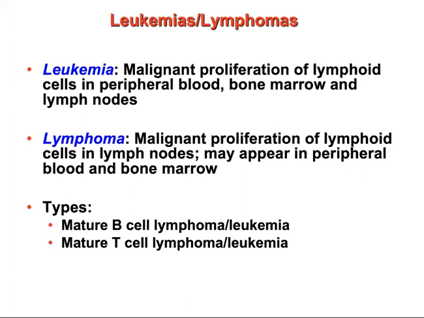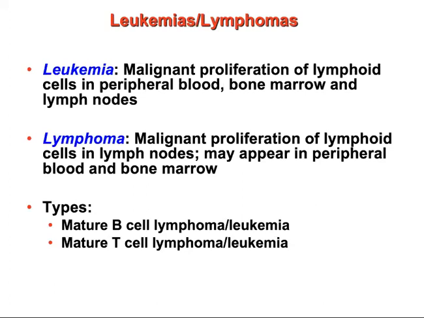A lymphoid leukemia is identified when there is a malignant proliferation happening in lymphoid cells in the peripheral blood, bone marrow, and also in the lymph nodes, okay? So that would be a lymphoid leukemia. An example of that is chronic lymphocytic leukemia. Anytime you think of leukemia, think of bone marrow. It's the bone marrow that's really being affected, but you can see the cells in the peripheral circulation.